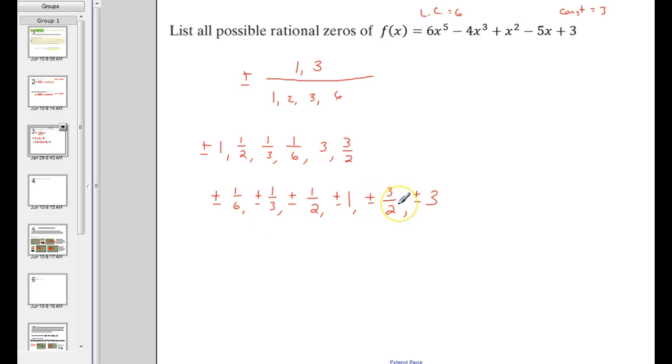Now, none of them have to work. If I plug in each of these numbers, none of them have to make this 0. It's just the things that are possible. Okay, so that's the big thing that you understand here. Constant factors on the top, leading coefficient factors on the bottom. Make every fraction you can with them. And then, like we did before, 3 over 3, 3 over 6. These are redundant. I mean, we already had them. 3 over 3 is 1. 3 over 6 is 1/2. We've already got them listed, so we don't have to list them again.